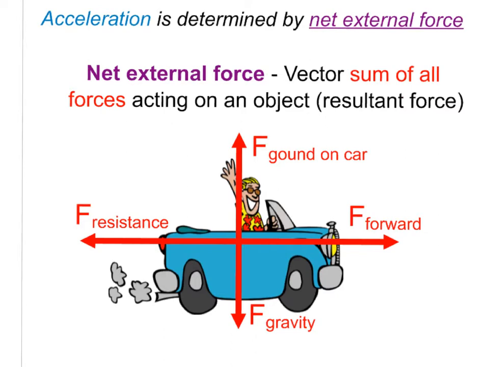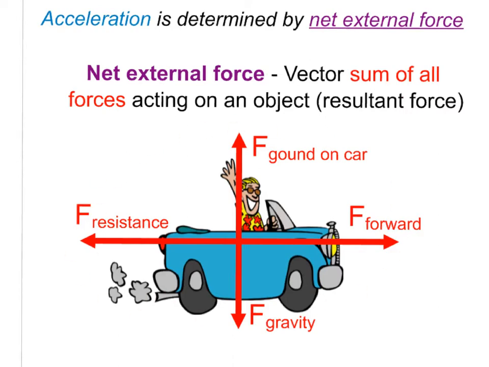If we just conceptualize the four different forces acting on this car, we have the force of the ground on the car going in this direction, and the force of gravity in this direction. Here's the forward force. This would be the force of resistance, air resistance, and friction from the road operating in this direction. The acceleration is going to be determined by this net external force.